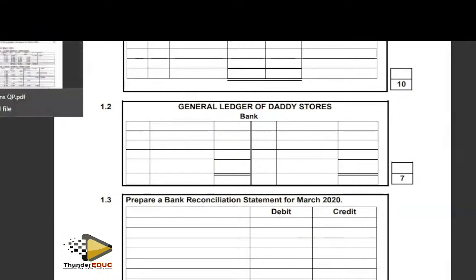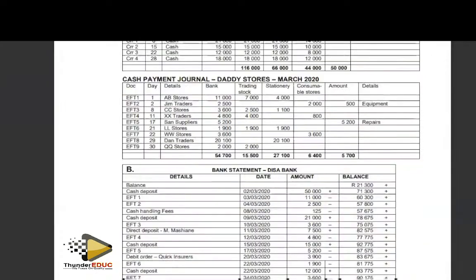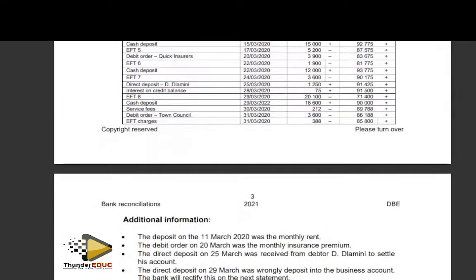Right. Now, let's go back to our question. I said we have to start ticking off. As we tick off, we must also check the additional information. I'm seeing a 5,000 here, cash deposit on the 2nd of March. Remember, don't worry about the date so much. What you need to know is what the transaction was for. So long as you see the transaction there, let's check.